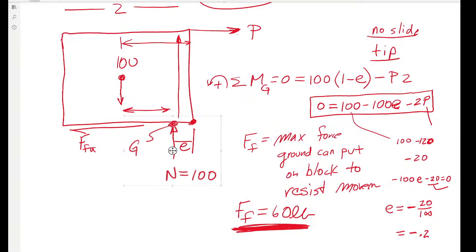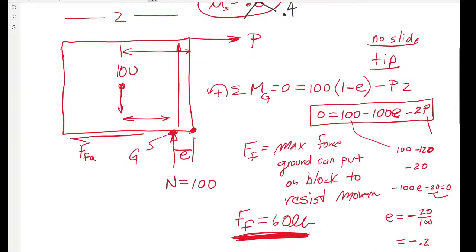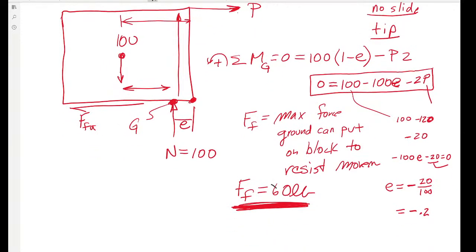In other words, if this block has the coefficient of friction too high, meaning it's sticking to the ground too much, pulling it near the top, it's going to tip over. Now, if I were to reduce this, I'm going to change the ink. I'm going to reduce this to 0.4. So if I reduce that to 0.4, what happens? Well, this thing gets reduced to 40 pounds.